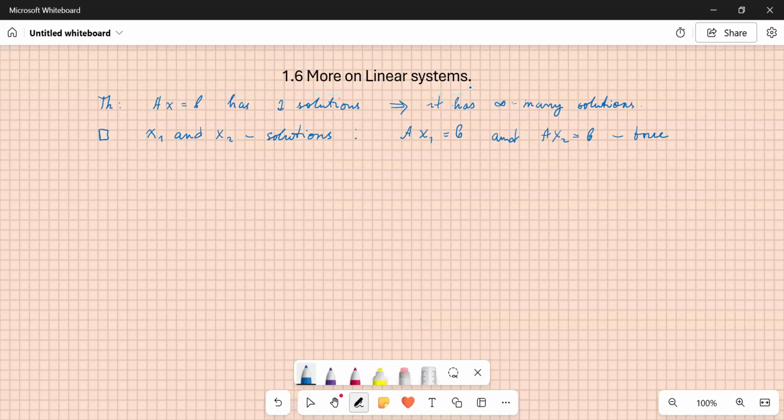I'm going to create solution number 3. I'm going to create it the next way. I'm going to take solution number 1 and add an arbitrary constant k multiplied by a difference of solutions, x2 minus x1. This solution is going to work.